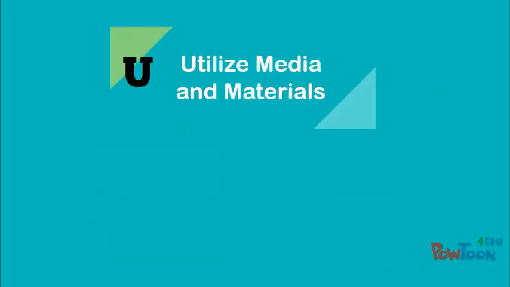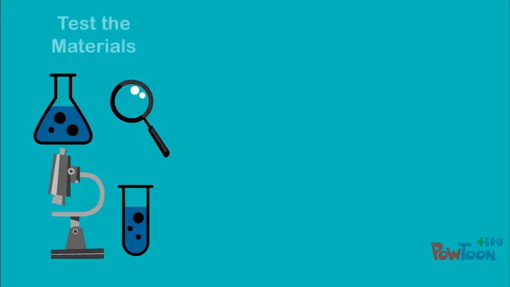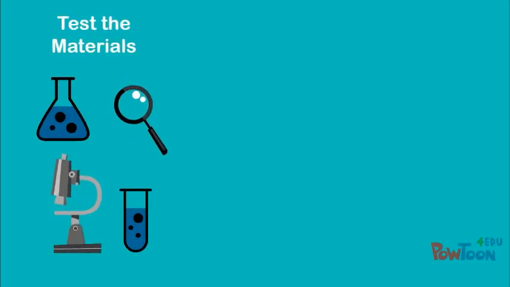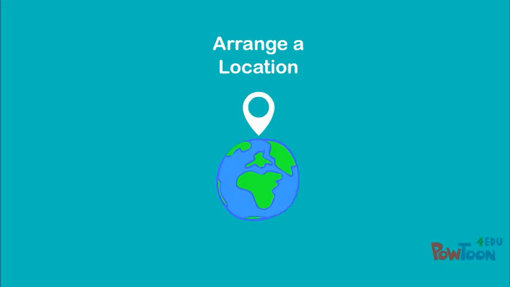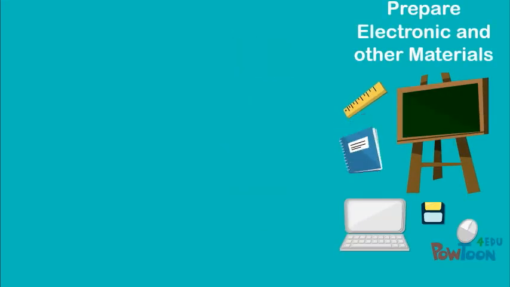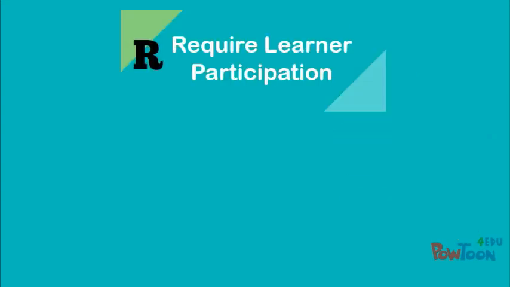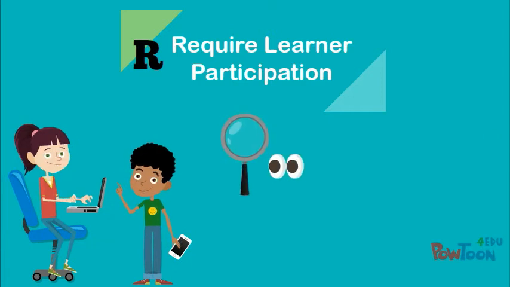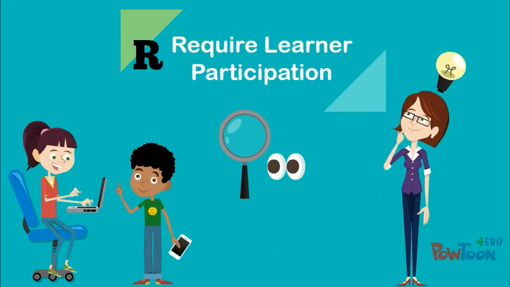Once the materials have been selected, now they must be implemented. Be sure to test the materials before beginning the actual instruction, arrange a location and proper seating, and prepare both electronic and non-electronic materials. To gauge what learners have gained from the instruction, they must use the materials. Observations should occur during the training so that the facilitator can provide feedback and determine if the performance gap is being closed. Engaging with the materials will ensure that the learners gain more knowledge and have a positive experience.